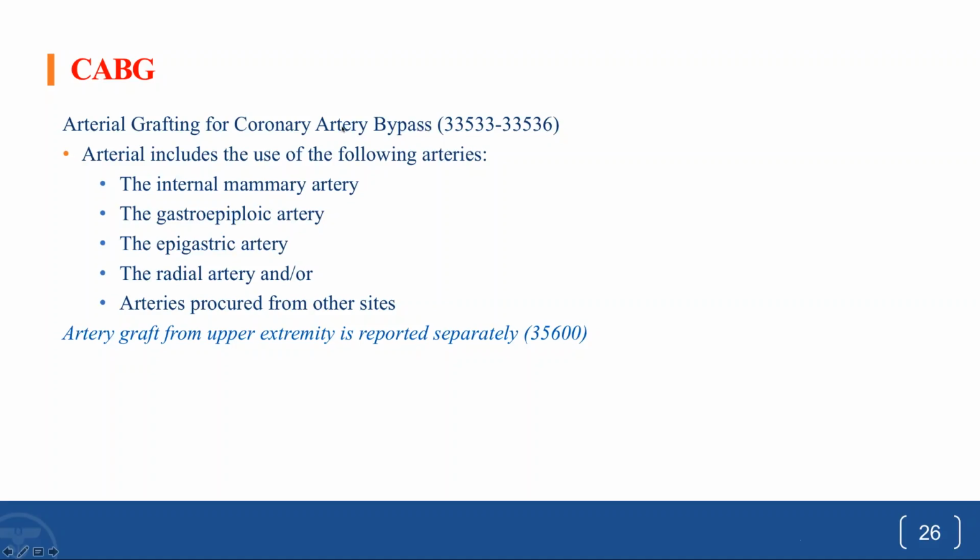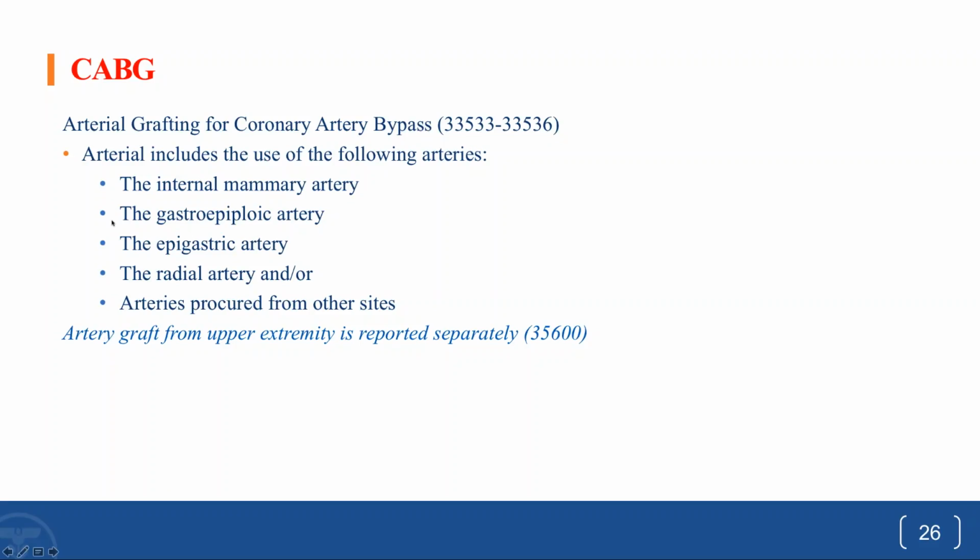And if it states here at the bottom on this particular slide that they're going to procure a graft from the upper extremity, so it would have to say upper extremity, you would use CPT code 35600. And I know it sounds a little confusing, but please make sure that you read the information on page 207 and also the paragraph on page 208 as far as the combined grafting.